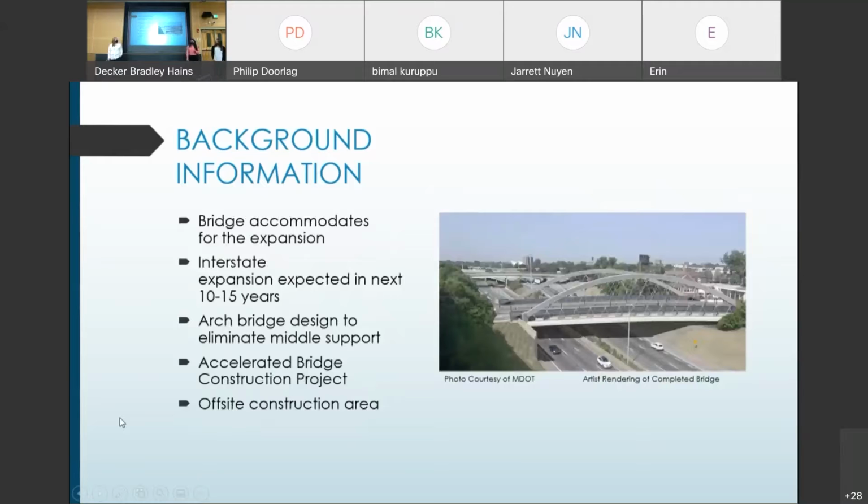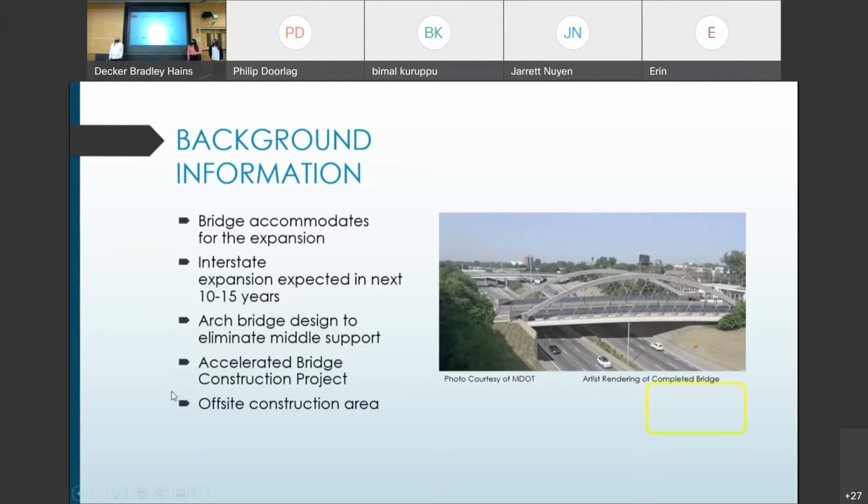A major design element of this bridge is that it must be able to accommodate the current I-94 traffic volume, as well as any future expansion that can occur in the next 10 to 15 years. Because of this expansion, the arch bridge is designed with no middle support. Because of the project location, MDOT decided to go with an accelerated bridge construction project and an offsite construction area.